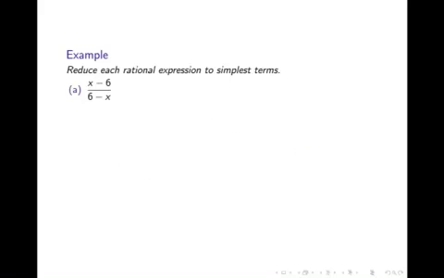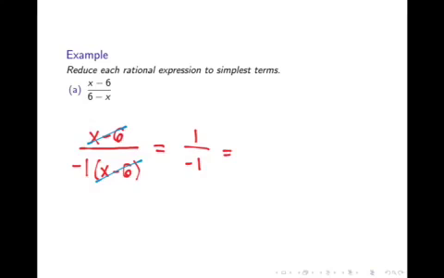Say, part A, here's a pretty basic example. These are obviously opposites, x minus 6 over 6 minus x. So let's just take a negative 1. Again, I like to take it out of whichever one is going to make this more like the form that I'm used to. So I'll take a negative 1 out of the bottom, and that gives me x minus 6. Now I have an x minus 6 in the top and in the bottom that I can cancel. That would leave me with 1 over negative 1, which is just negative 1.